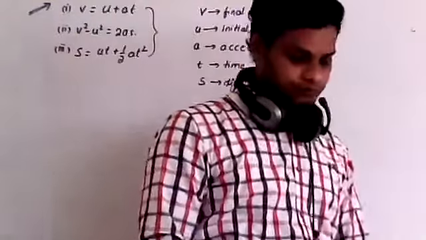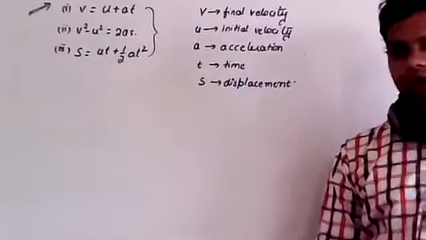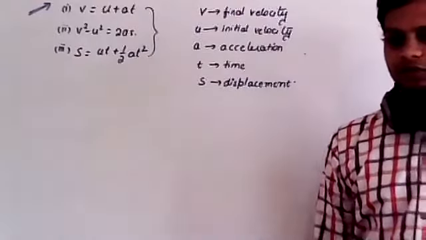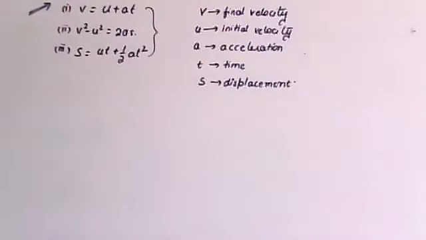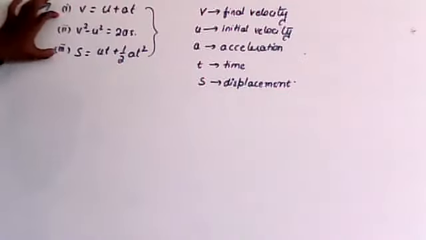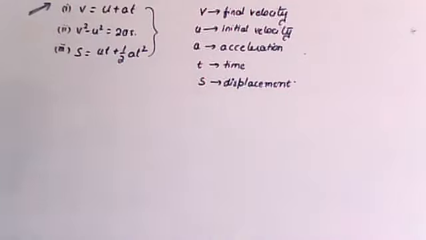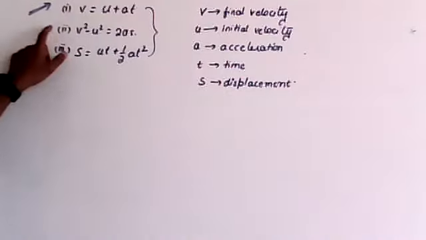Write down: to explain the motion of a body, we have three kinematic relations. Write down these three equations, and write down this concept where V is what, U is what, A is what, T is what, S is what. So write down these three kinematic relations.